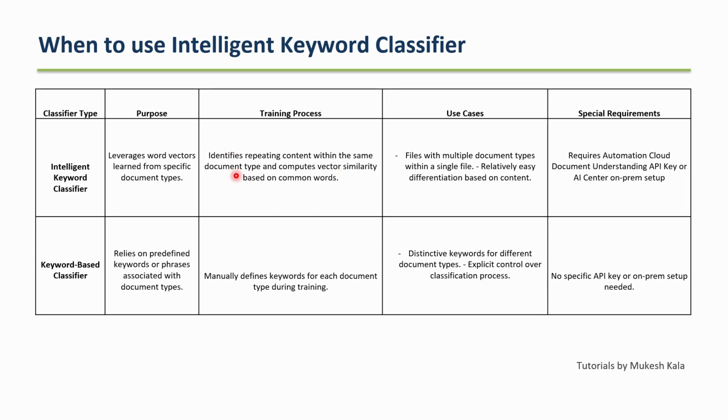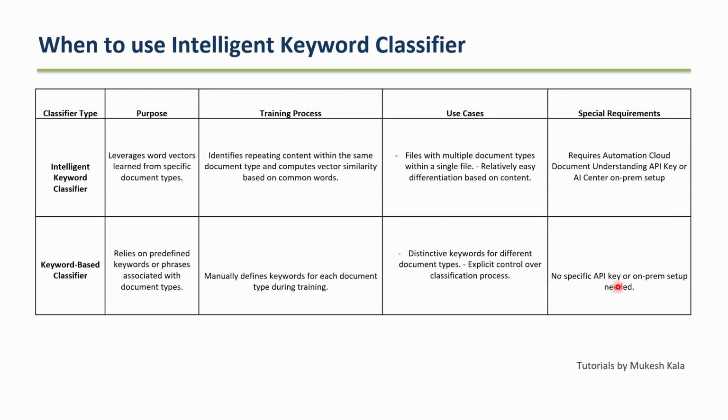No manual dependency here. The use case for the keyword based classifier is distinctive keywords for different document types. Here, if you have files with multiple document types within a single file, and relatively easy differentiation based on the content, then you are going to use the IKC.